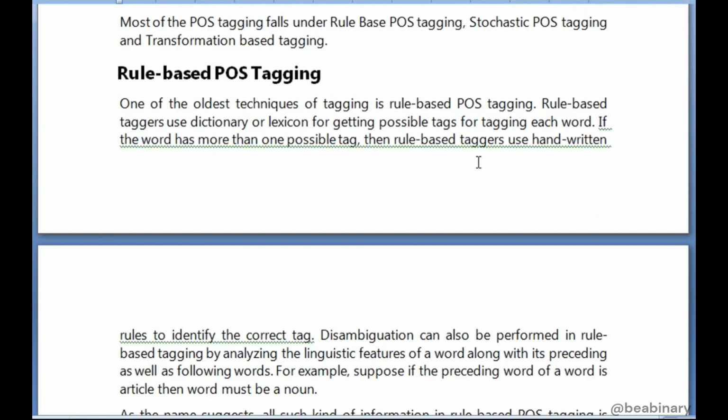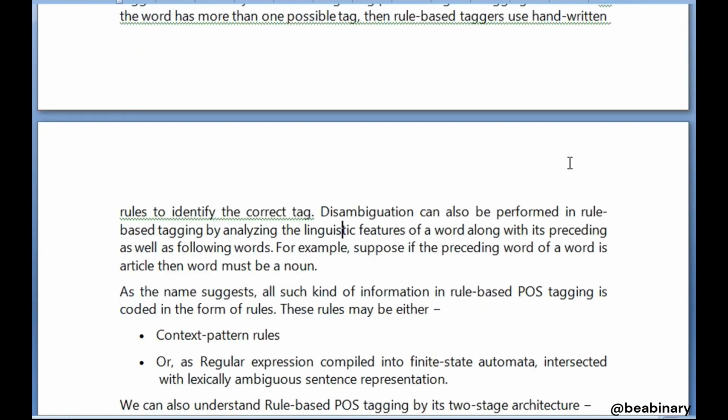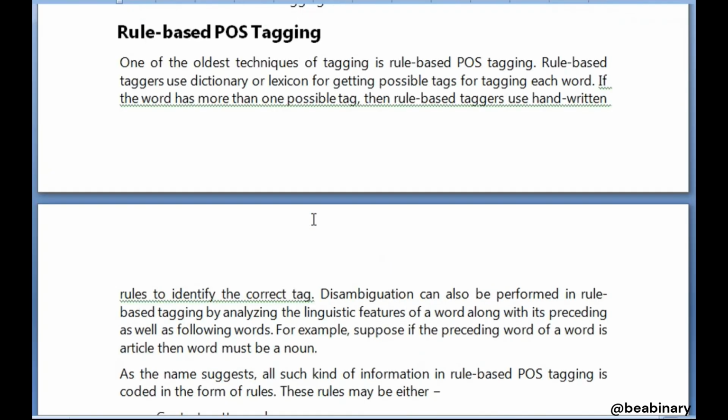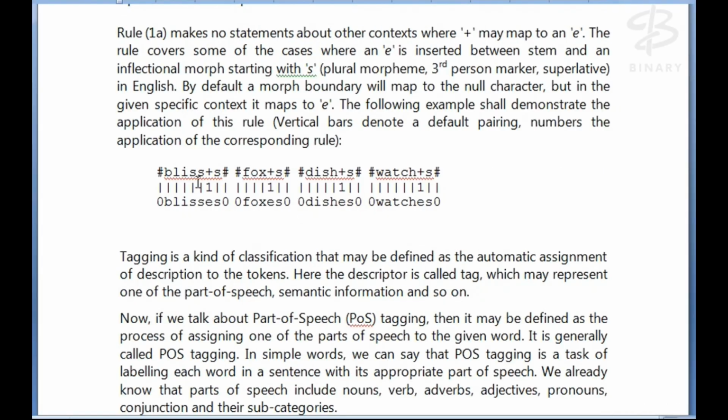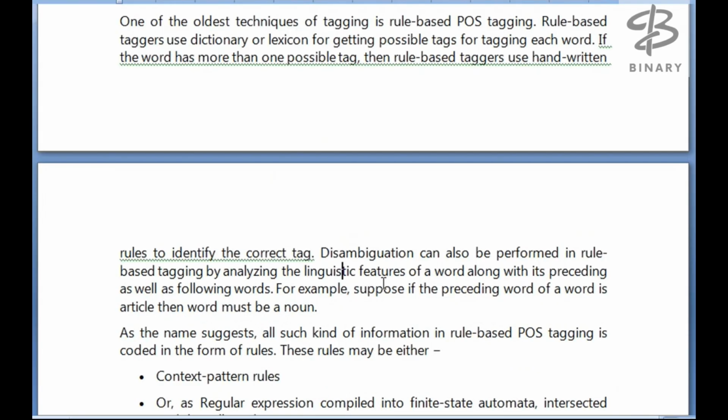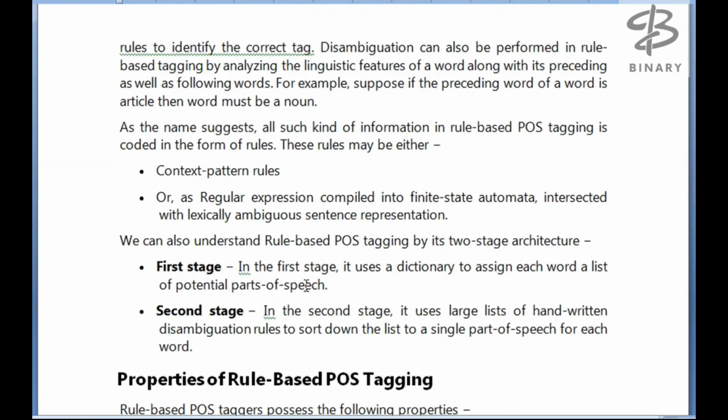Then the rule-based taggers use handwritten rules to identify the correct tags. Sometimes we are writing the part of speech we are giving. So sometimes we have just written, for example, something like that. So in that way, some rules are there.